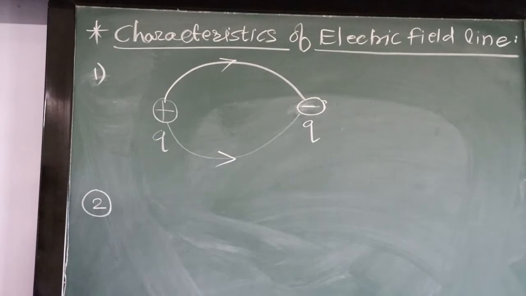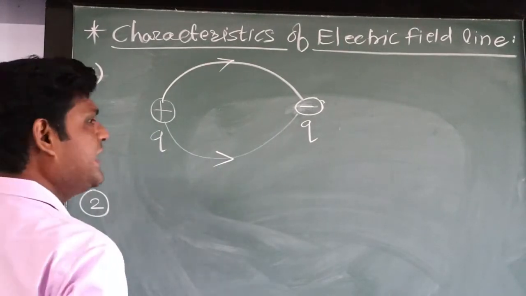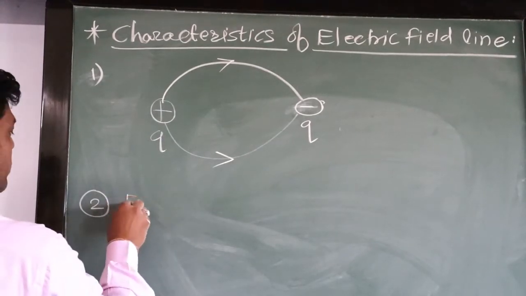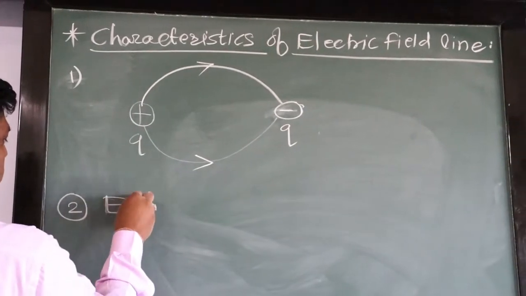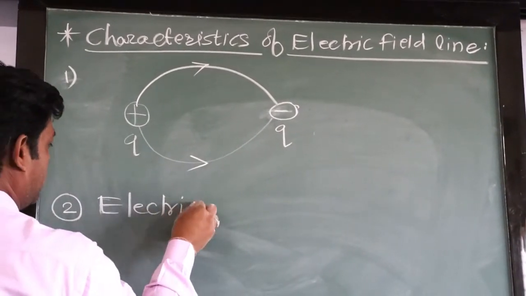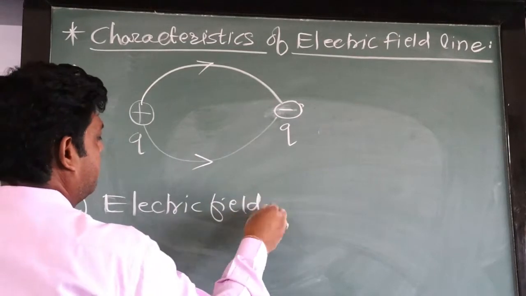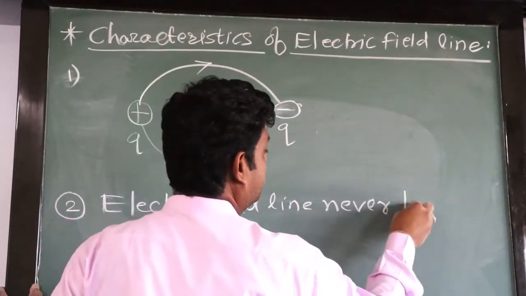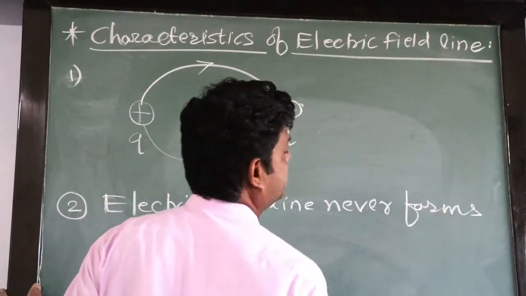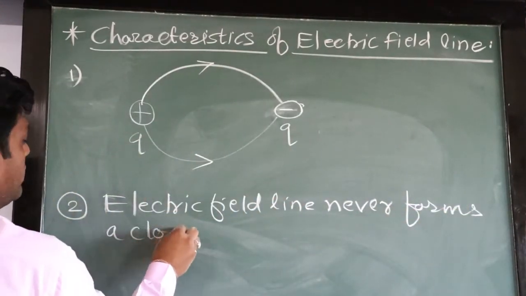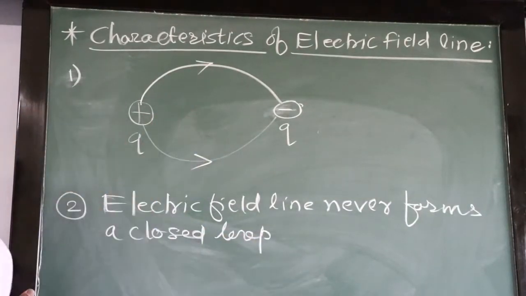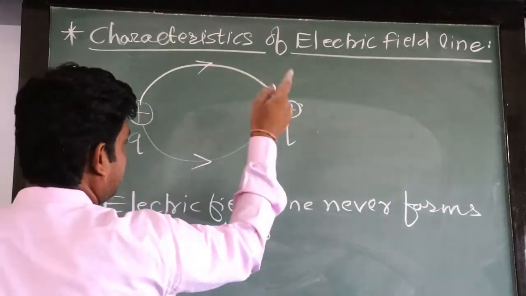The second characteristic of electric field lines is that electric field lines never form a closed loop. See, in the diagram, the lines start from positive and end at negative.